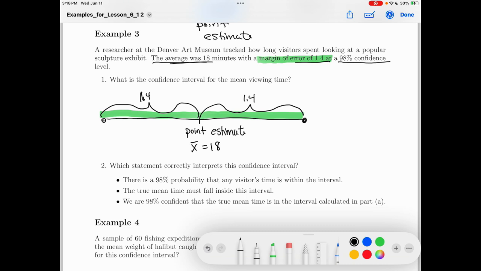So when we take 18 and add 1.4, that gives us 19.4. This is going to be our upper bound. Now, when we take 18 and subtract 1.4, that's going to give us 16.6. That's going to be our lower bound. So we believe with 98% confidence that the true population mean is going to lie between 16.6 and 19.4.